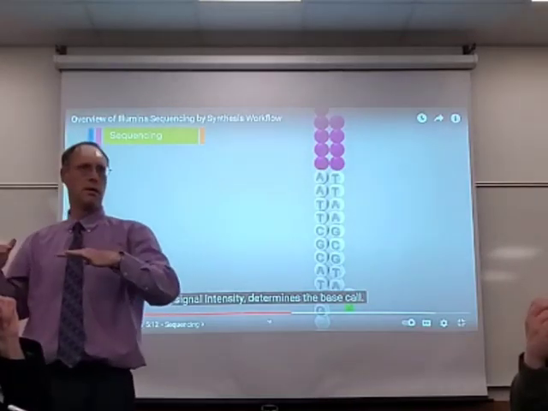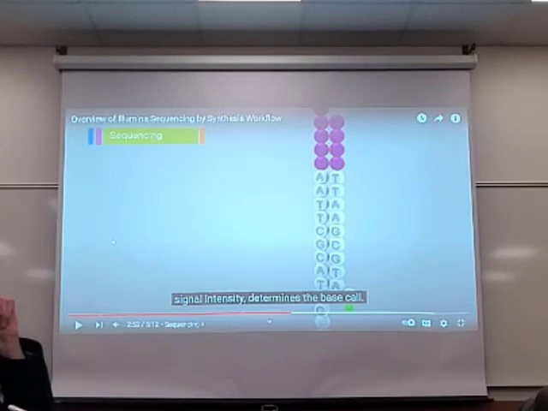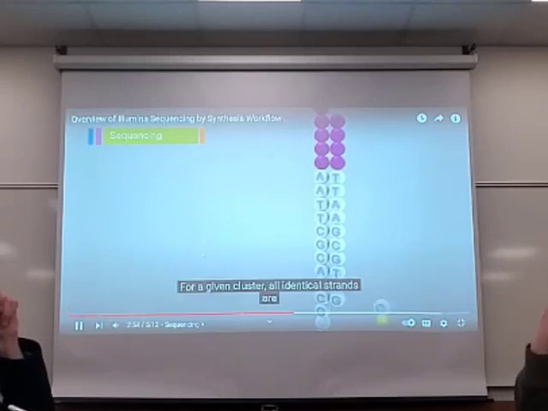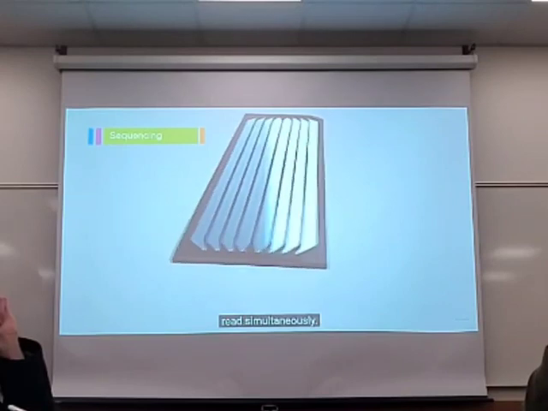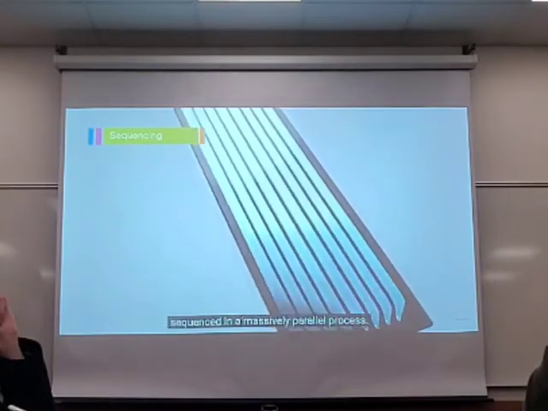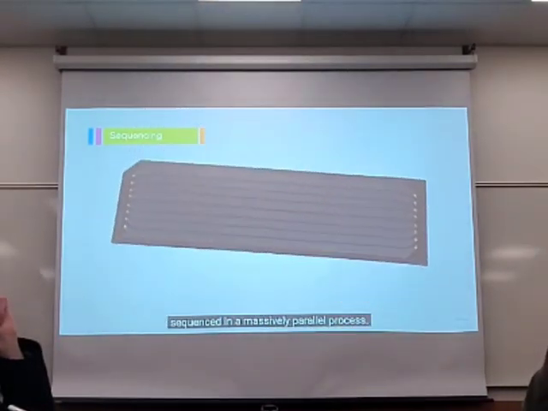As they're happening, you would just cycle through the different types of nucleotides. So you wash it with one type, see what color it is, and wash it with the next one. That's what's happening. For a given cluster, all identical strands are read simultaneously. That read was the forward strand.